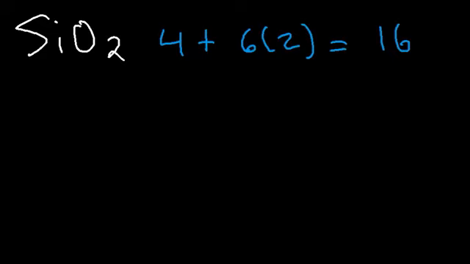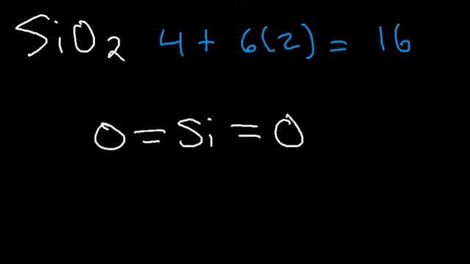Now, when we add up the number of electrons, we get 16. And the best way to draw the Lewis structure, remember we said that silicon wants to have 4 bonds, and each oxygen atom wants to have 2. And it's only in this structure that we can have those conditions satisfied. As you can see, silicon has 4 bonds, oxygen each has 2.